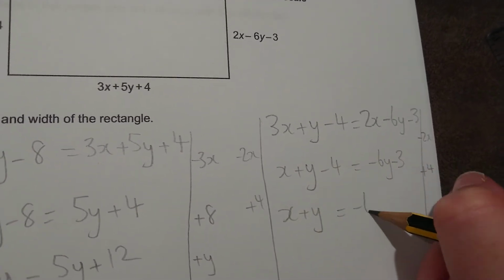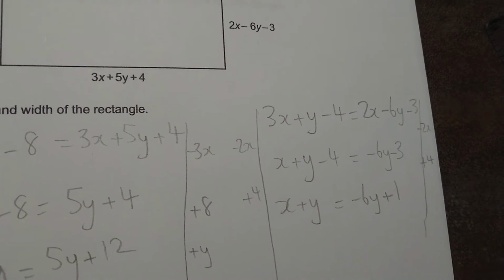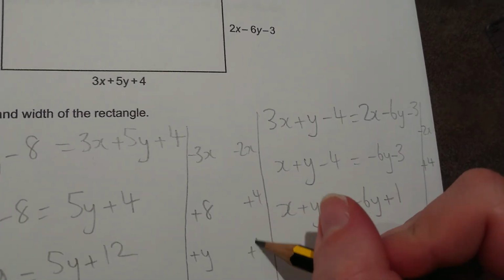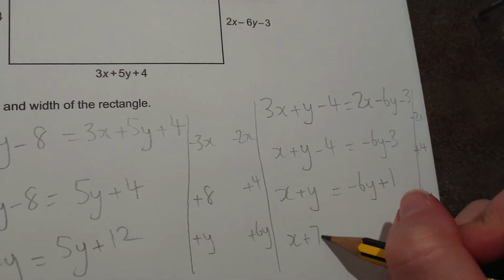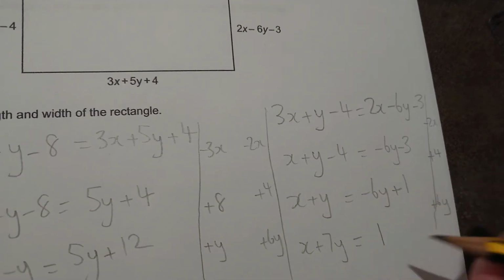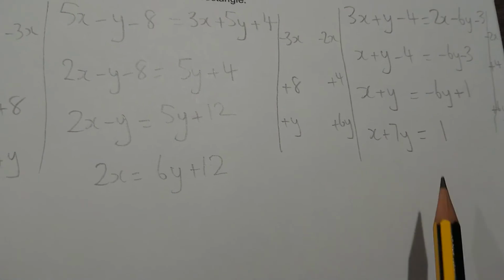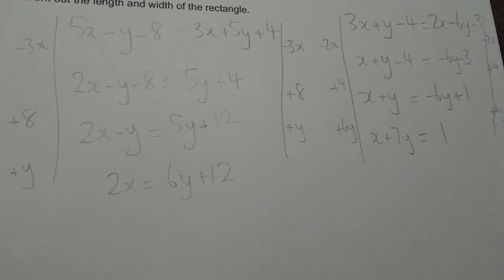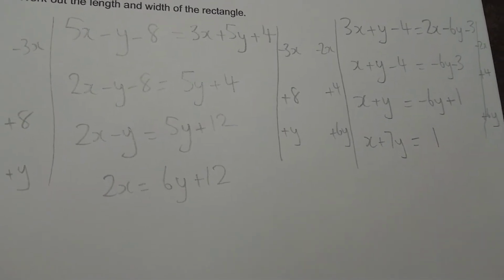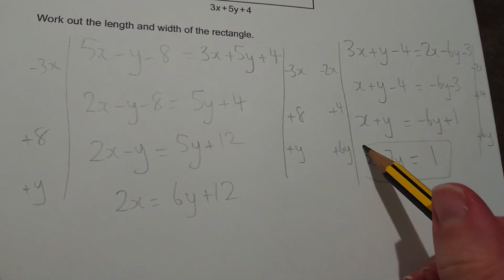So then I would get minus 6y plus 1. And then I could add 6y. So I get x plus 7y equals 1. So then you get left with these two things. So I've got two equations, two things I don't know the value of. This is simultaneous equations. This one looks more like what you're used to.